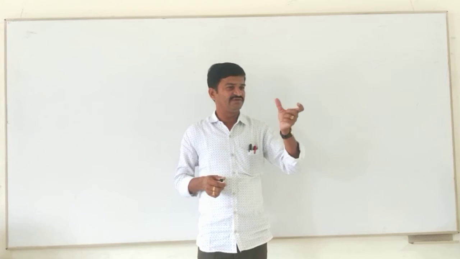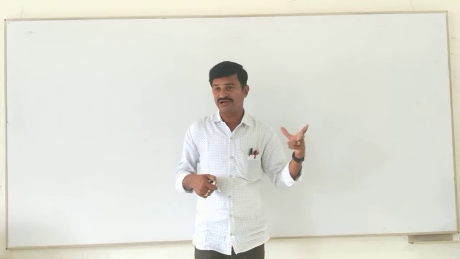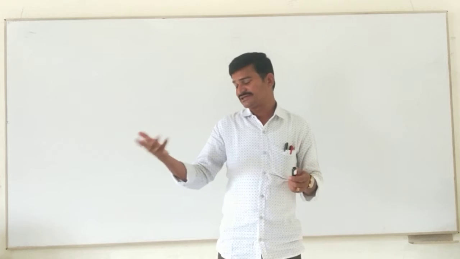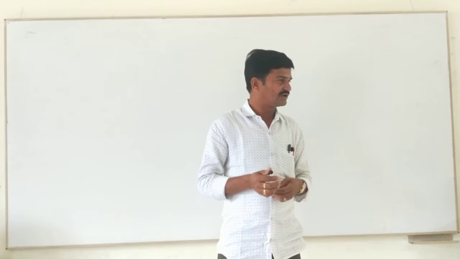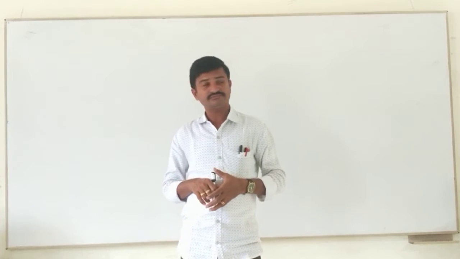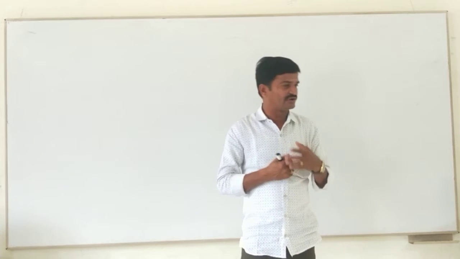The difference between any two consecutive upper limits, or any two consecutive lower limits, is called the class interval. That class interval is also known as the size of the class or length of the class. Are you clear? Today, one more graphical representation we are going to discuss.